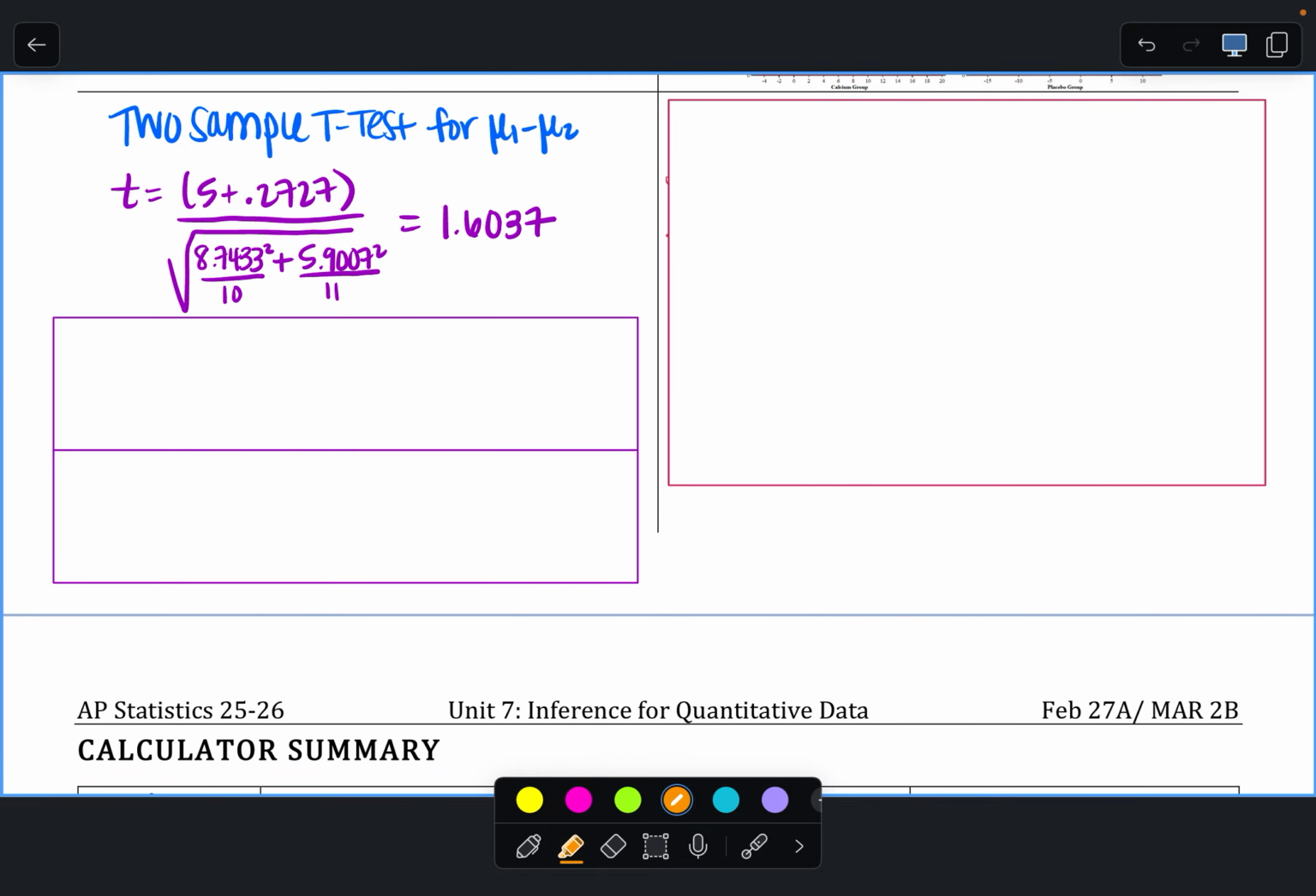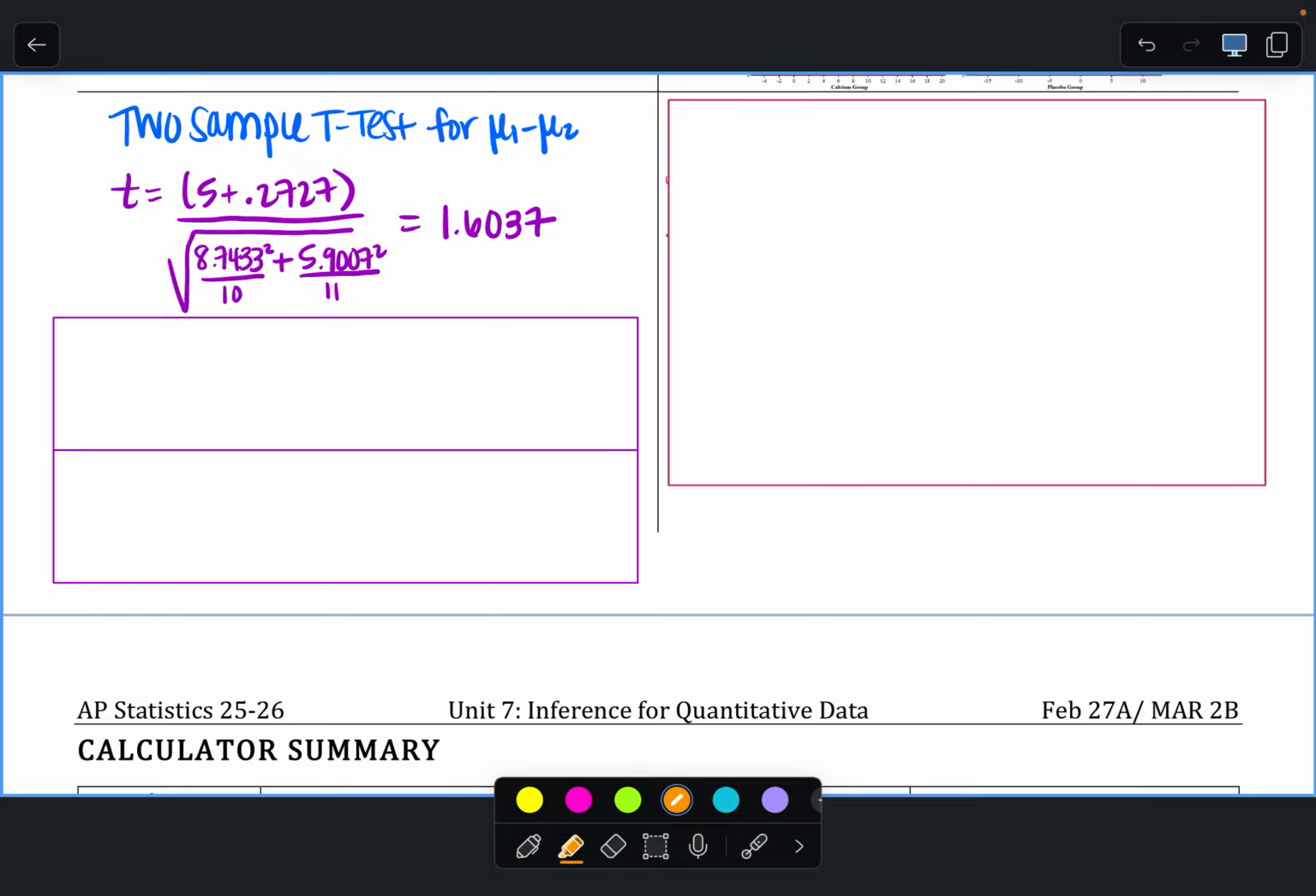You don't necessarily have to come out and say, X1 bar is this, X2 bar is this, S1, S2, N1, N2, whatever. Your graders know what the formula is for a 2-sample t-test. So they know when they see 8.7433 squared, that is the standard deviation squared. They know those values. So going in and just plugging them in is enough. That is enough for you to have.